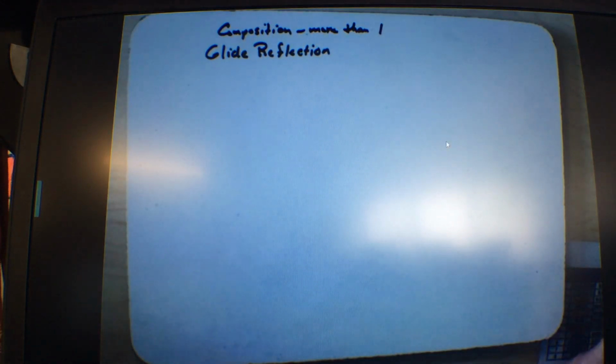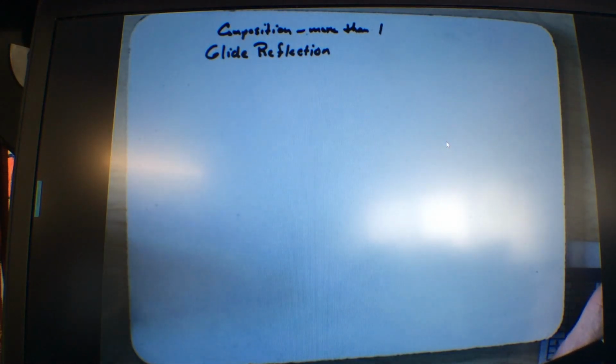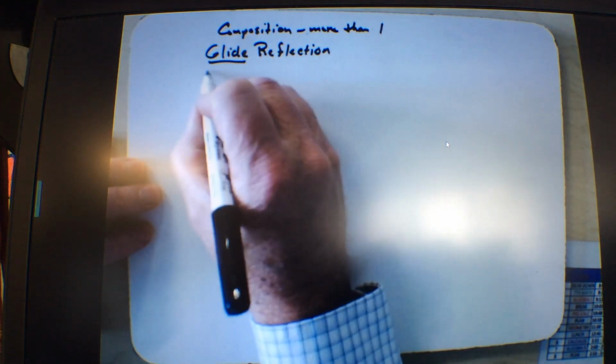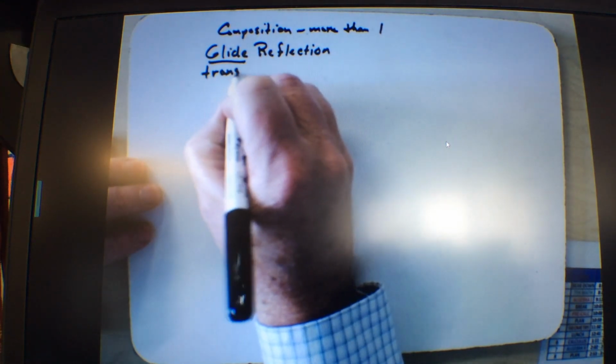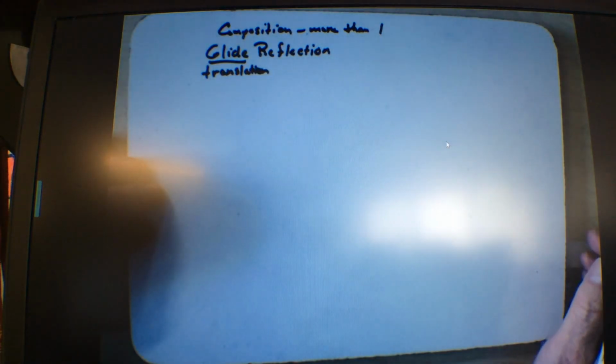A glide reflection. Glide is kind of another word for what? A glide, a slide. Okay? So you can say a glide reflection is a composition of a translation followed by a reflection. So we have a translation and then a reflection. Okay?